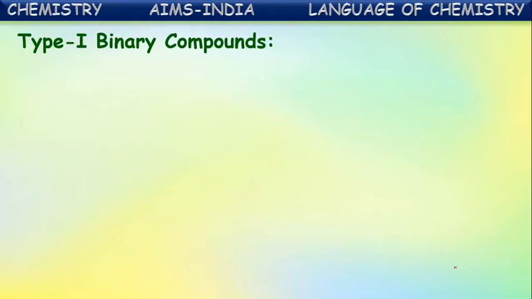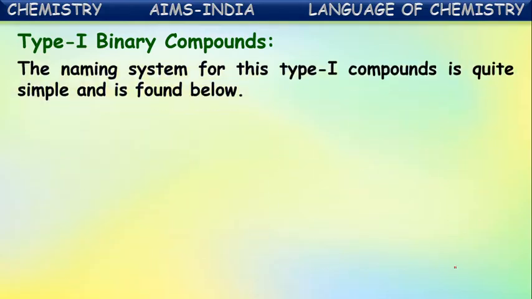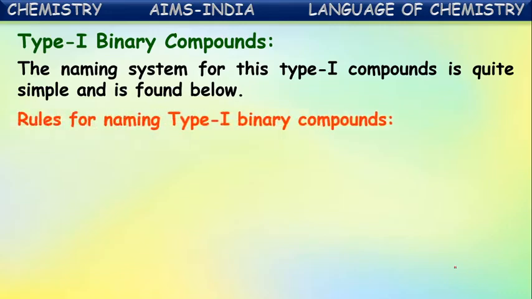First, let us talk about the naming of type 1 binary compounds. What are type 1 binary compounds? The binary compounds in which there is a metal which can form only one kind of positive ion. To say simply, the metal which can exhibit only one valency. The naming system for these type 1 compounds is quite simple and is followed like this.